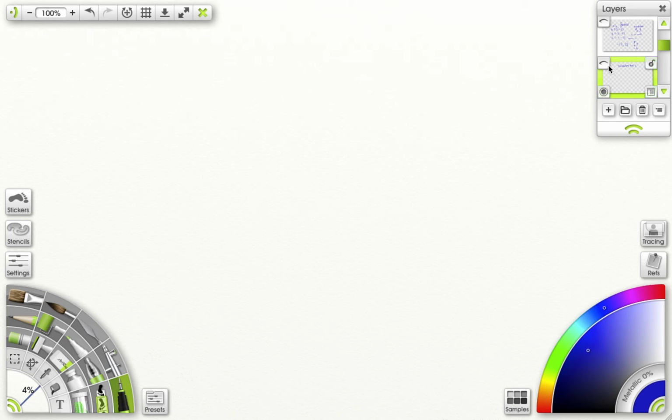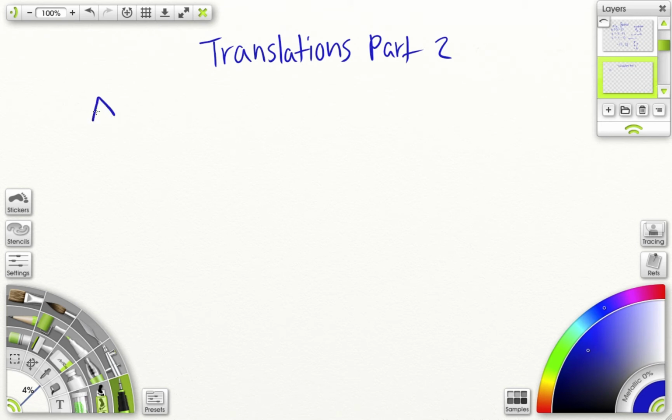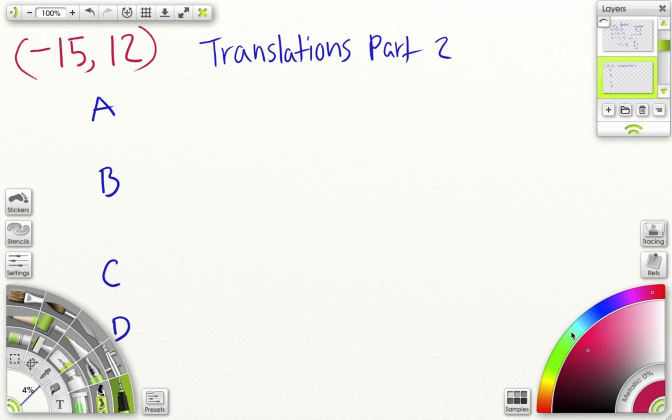So if I gave you, let's do a triangle. Actually, no, let's do a square this time, or a rectangle. We're going to give you 4 points. So I'm going to give you A, B, C, and D. And our translation, I'm just going to put it in the top left corner there in a different color. The translation will be -15, +12. So this will be our translation right here in red.